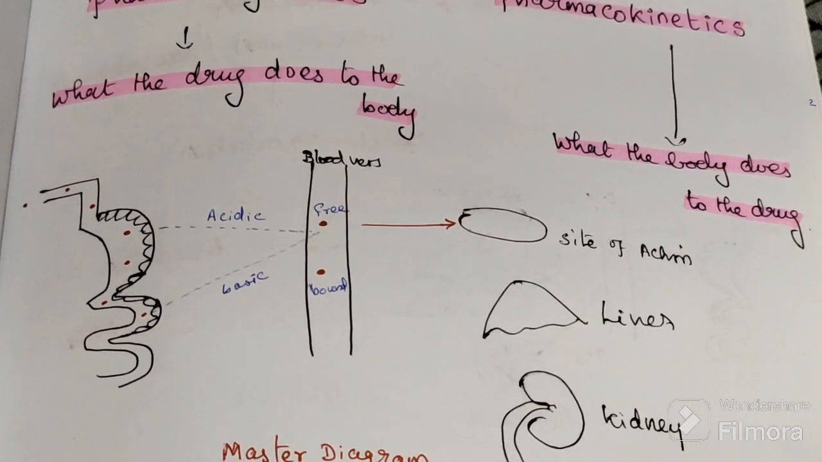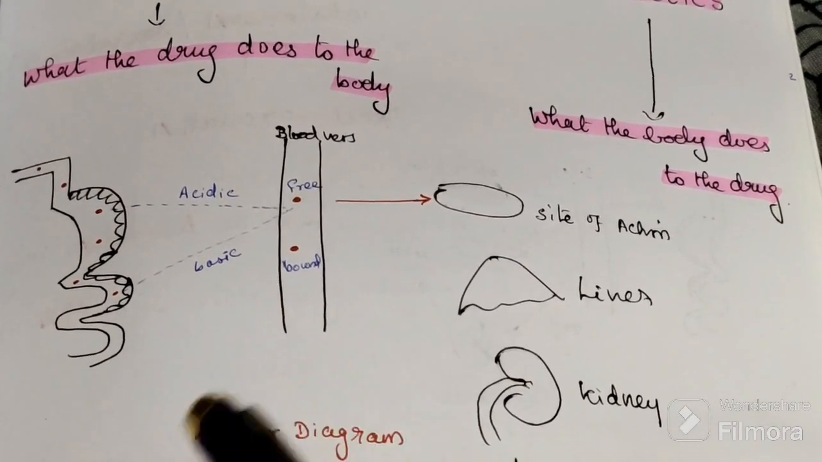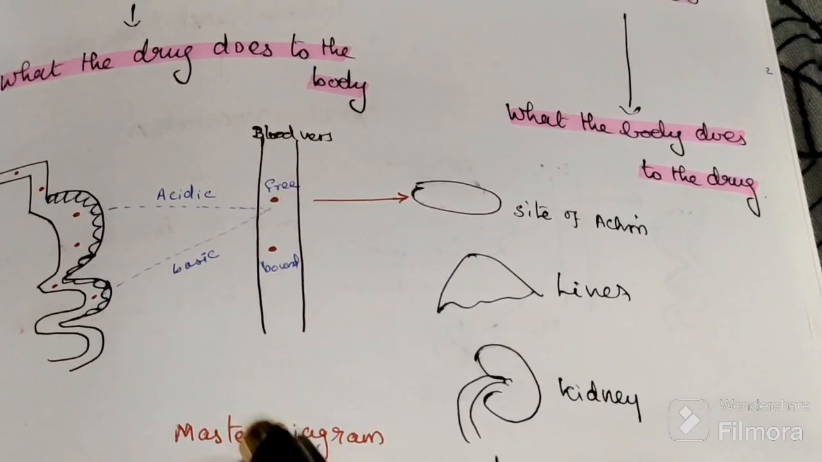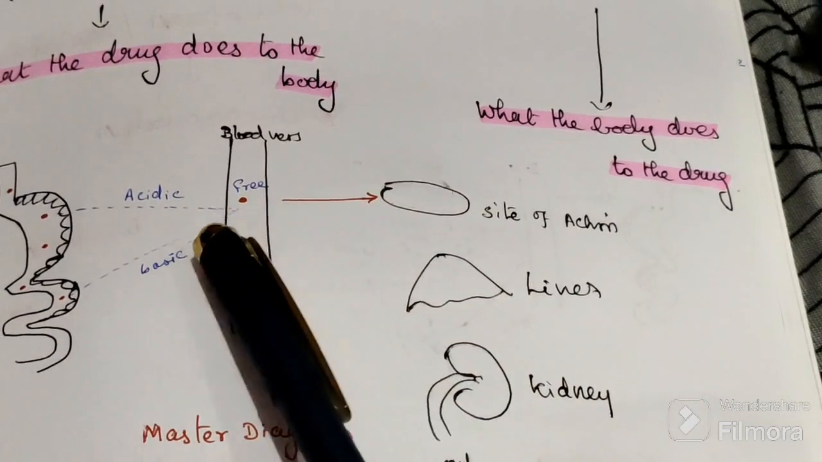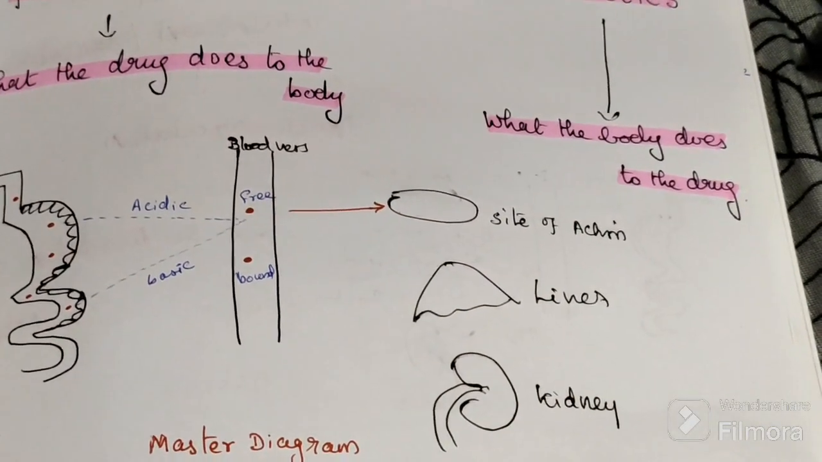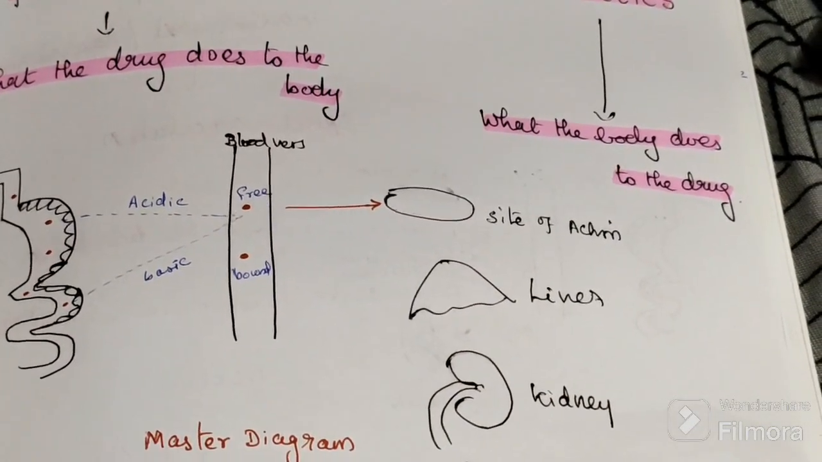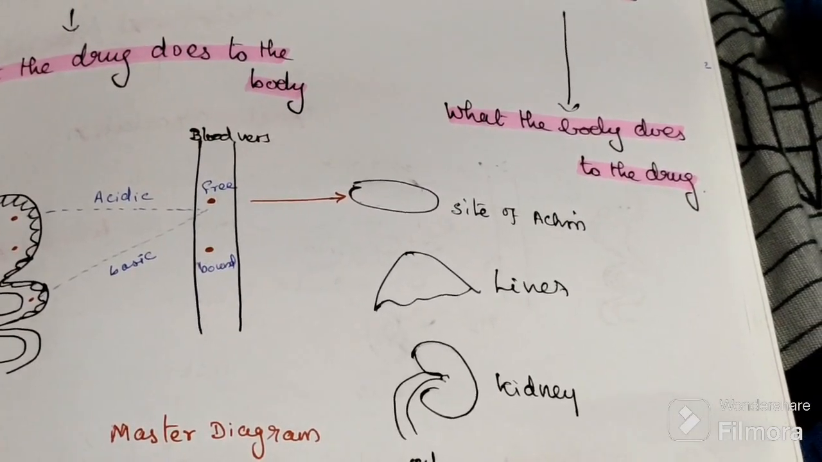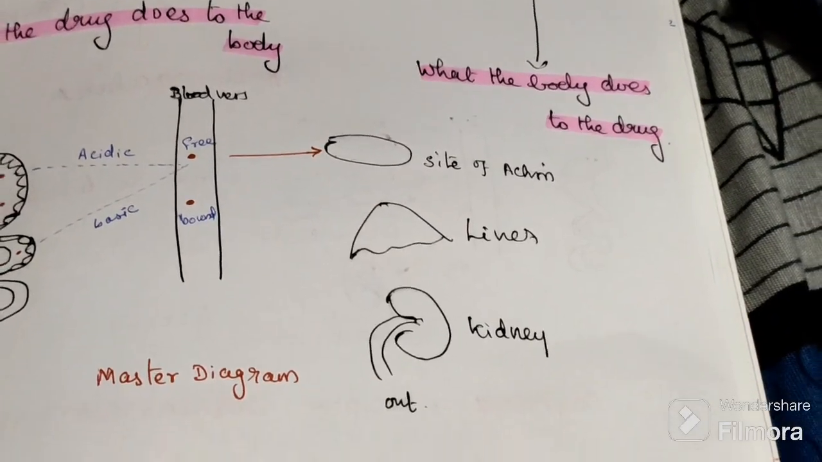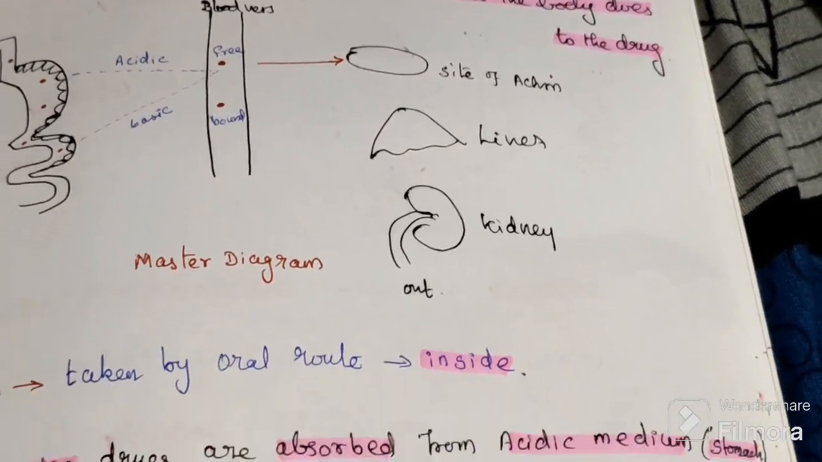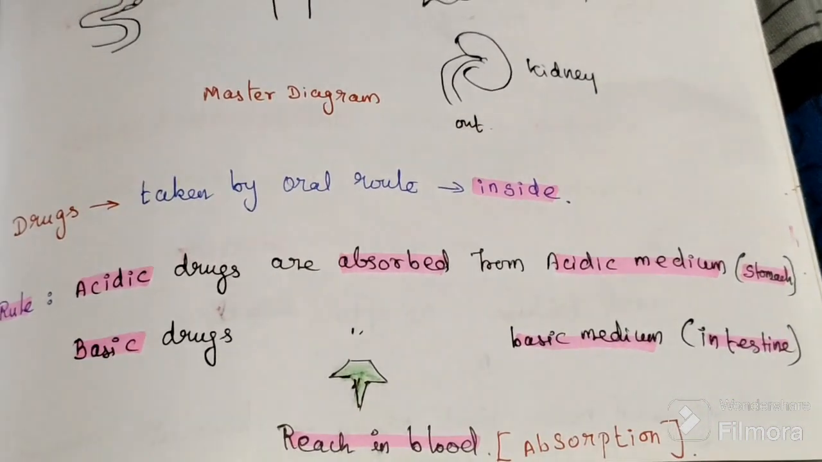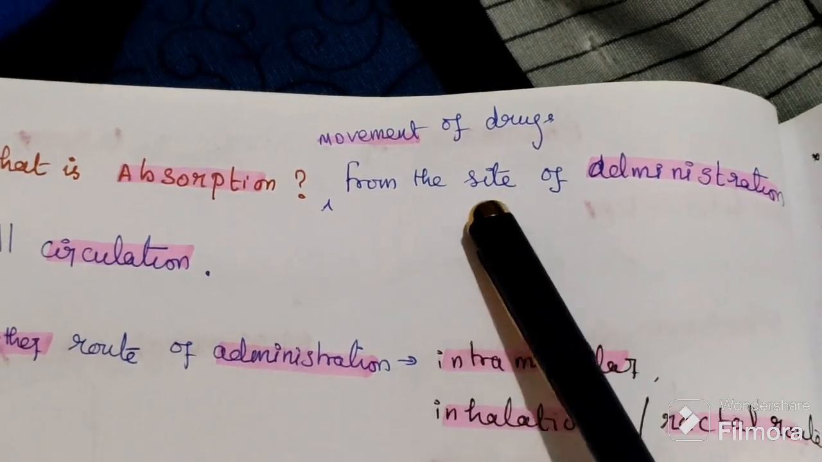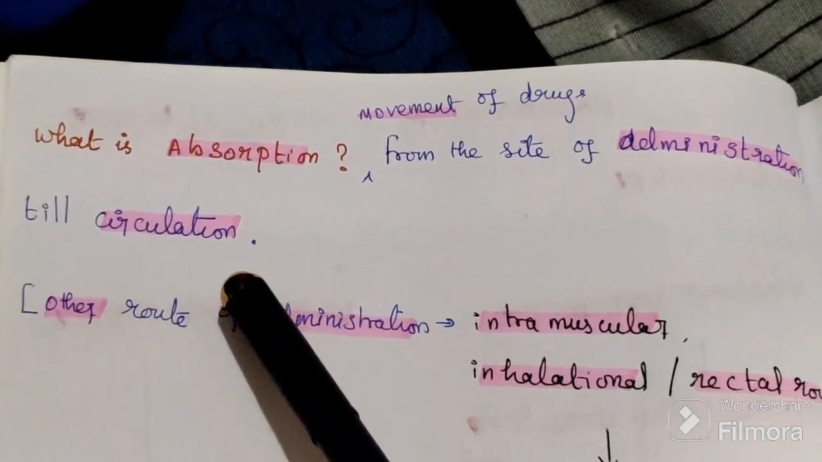Now the drug is in the circulation. From the circulation, the drug will move to its site of action. If I am taking a drug for migraine, the receptor of the drug is supposed to be in the cranial blood vessels. What is absorption? The movement of the drug from the site of administration till circulation.